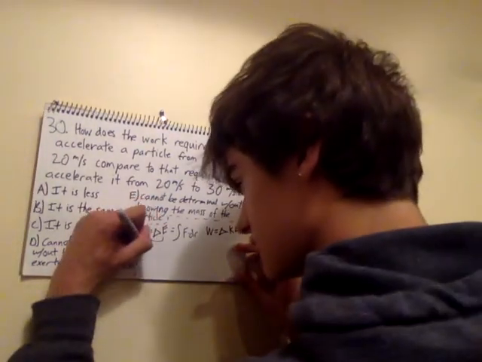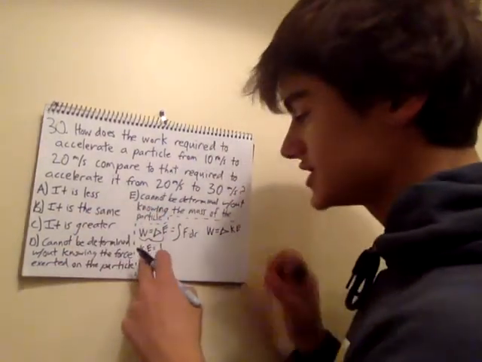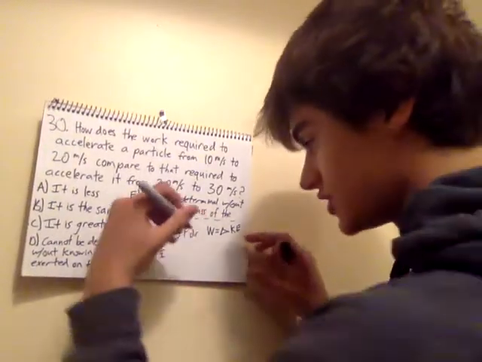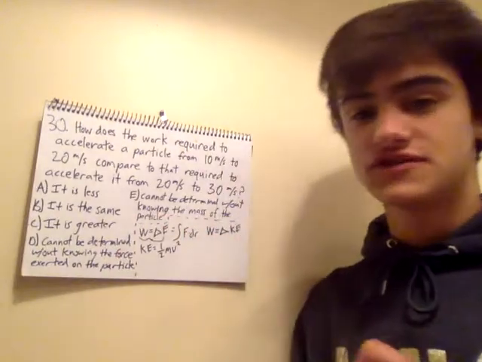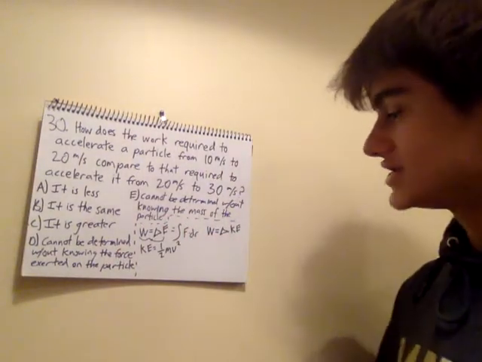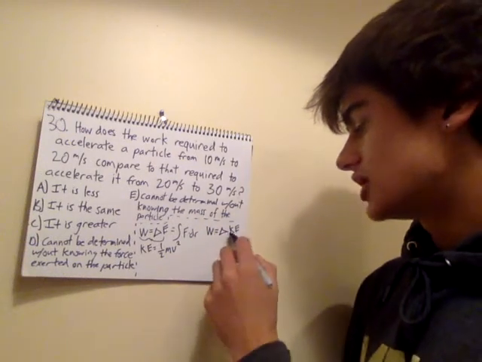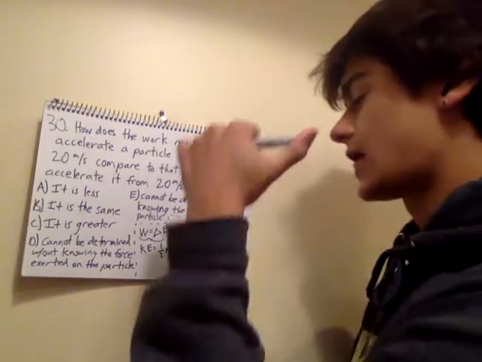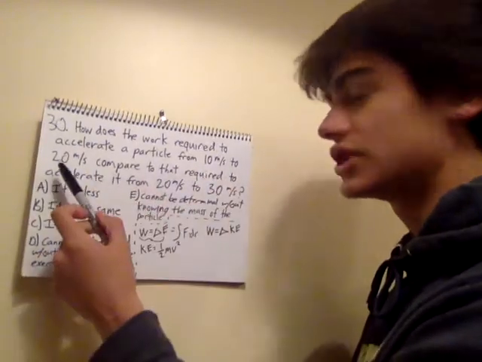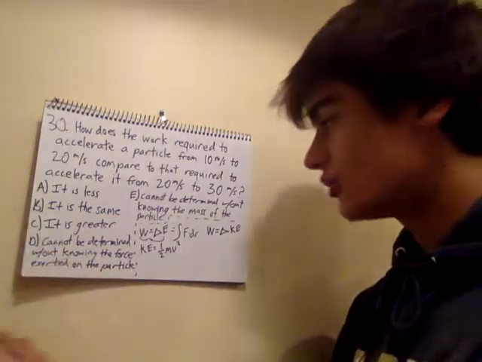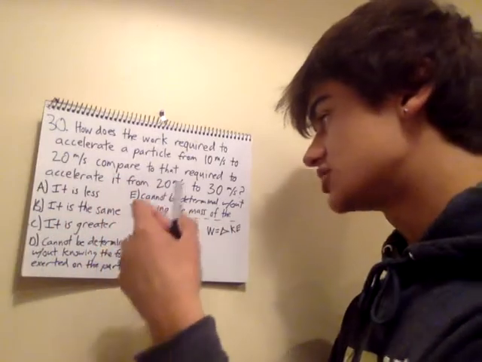And if you remember, kinetic energy, you can represent this as K or Ke, either one, K equals 1/2 mv squared. M is mass, v is velocity, and we are given some masses here. So basically, we're going to have this equation twice. We're going to compare the change in kinetic energy from 10 meters per second to 20 meters per second to the change in kinetic energy from 20 to 30.